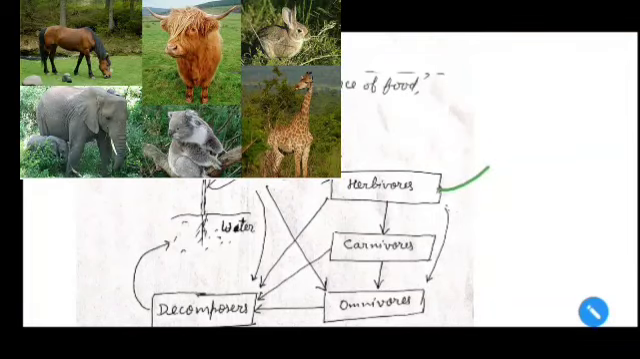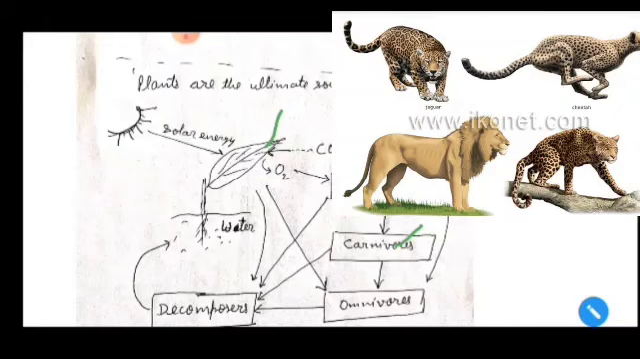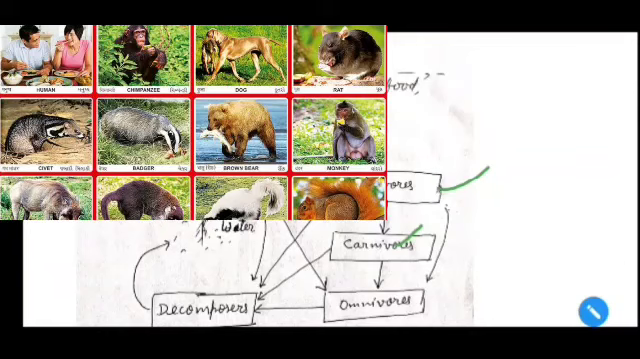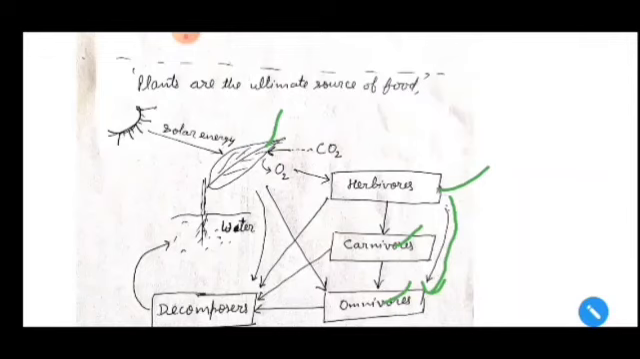Herbivores are eaten by the carnivores, which means food is transferred from herbivores to carnivores, and carnivores may be eaten by the omnivores. Omnivores get their food from the herbivores, and they also get food directly from plants. So they are omnivores. They get food from herbivores, plants, carnivores, etc. So food is transferred to the omnivores, and at last all the organisms, whether omnivores, carnivores, herbivores or plants, they all die.